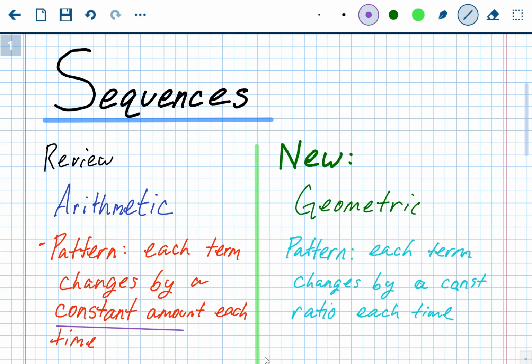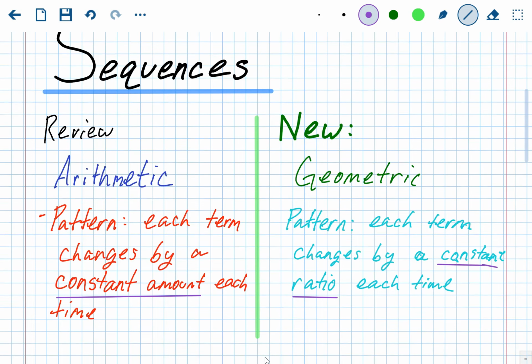Like we said, the constant amount means you're adding or subtracting the same number to get to the next term. A constant ratio means you're going to be multiplying by the same number to get to the next term. It's what makes geometric the exponential form. You just multiply by the same number each time. When you repeat multiplications, you could use exponents to do that. That's why it's exponential. Arithmetic, you're adding the same number each time.